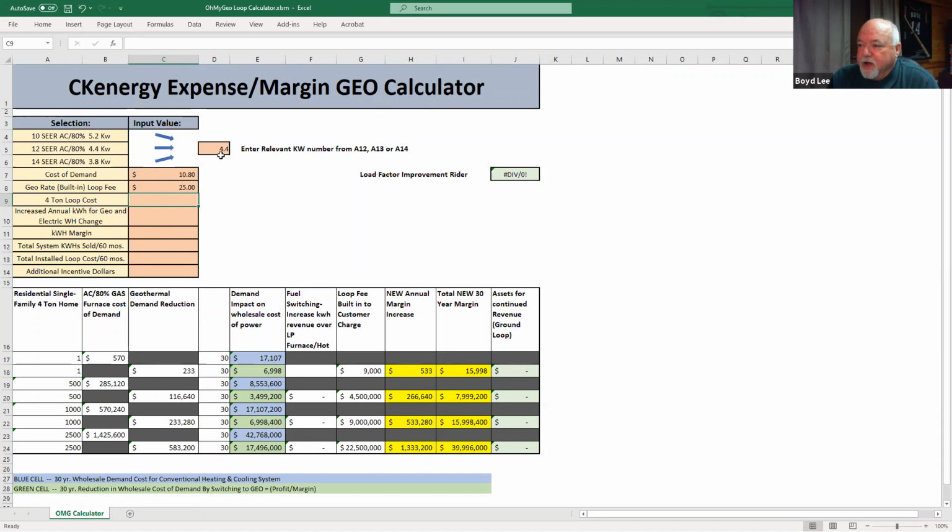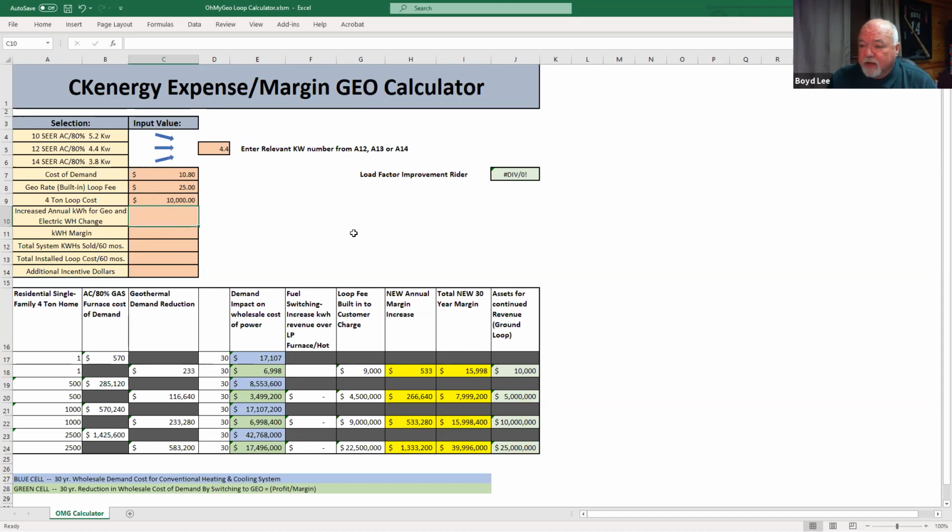Okay, so back up to the top, I put in 4.4 kW in this cell, $10.80 cost of demand in that cell, and a $25 per month loop fee for the homeowner in that cell. Now, a 4-ton loop cost for us is about $10,000. So I'm going to put in $10,000 for that 4-ton loop.